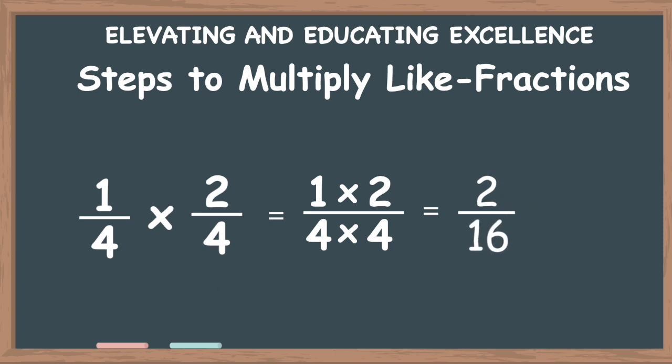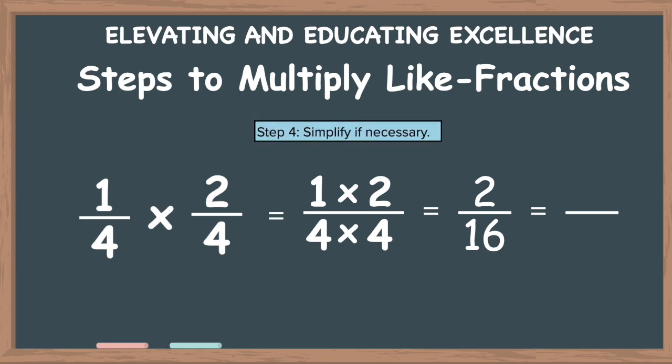So the only thing is there is another step. This step doesn't always happen, but it's like a just in case. In this case, we can do it. So step number 4, and that's going to be simplify if necessary. So because we have 2 even numbers, we know that we can divide both of these by 2. So remember, if you divide the top number by 2, you've got to divide the bottom number by 2.